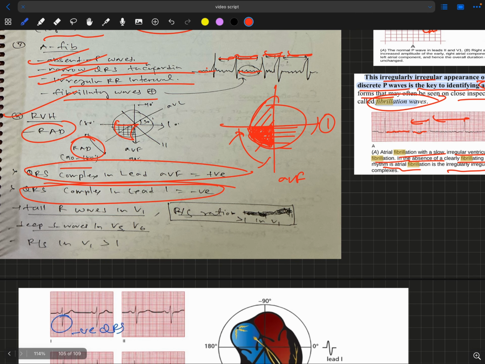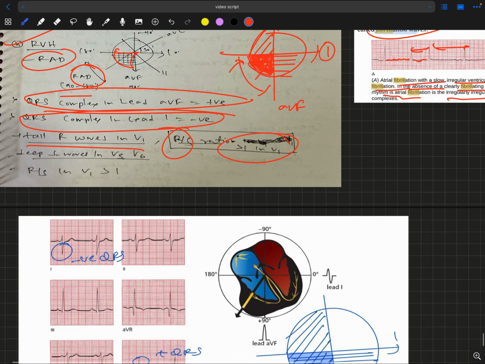Along with right axis deviation, there are tall R waves in V1, or the R by S ratio in V1 is more than 1. So in V1, R by S ratio more than 1. Deep S waves in V5, V6. So R waves of more height are seen in V1 and deep S is seen in V5, V6.